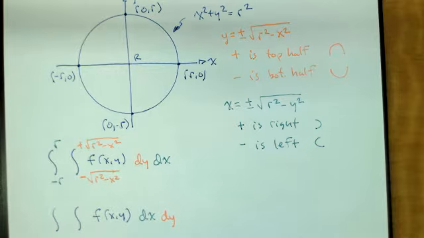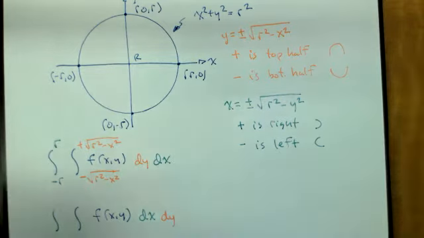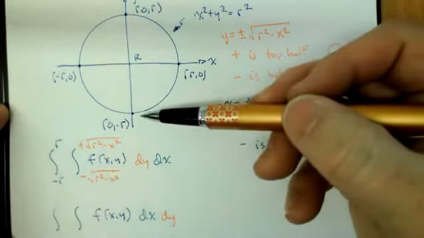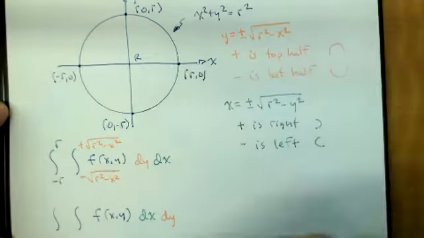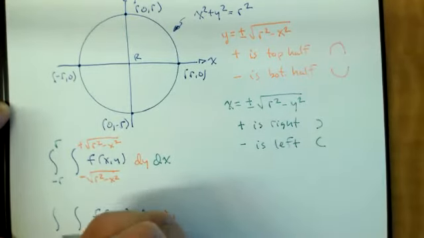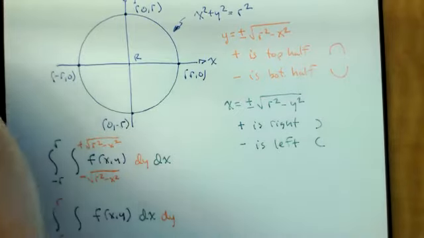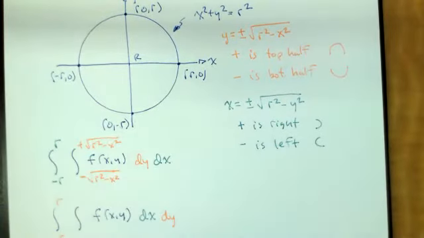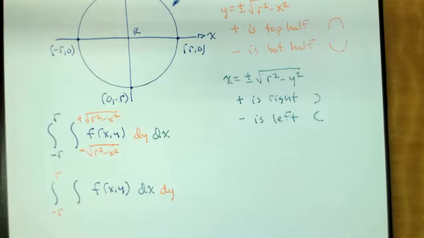Switching things around. If we have a dx dy, now the y has to be between constants, and y is going through between the same constants, negative r to r. So I'll put those first. And then the x, we have to list from left to right. The left half is negative square root of r squared minus y squared, and the right is positive square root of r squared minus y squared.